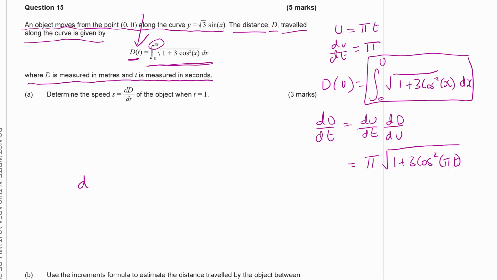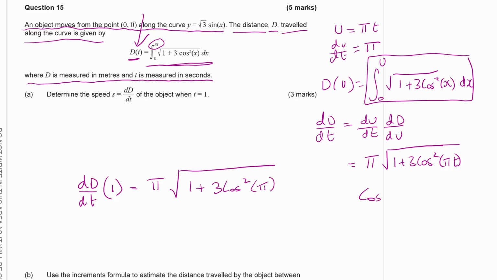So essentially what we want is just dd/dt, given that t is equal to 1. So that's just going to be pi times the square root of 1 plus 3 cos squared pi. Now, cos of pi is -1. We square that, we get 1, multiplied by 3 is 3, add 1 is 4. And so this is 2 pi. If we gave a calculator answer, 6.283, and that would be, in meters per second, to 3 decimal places.